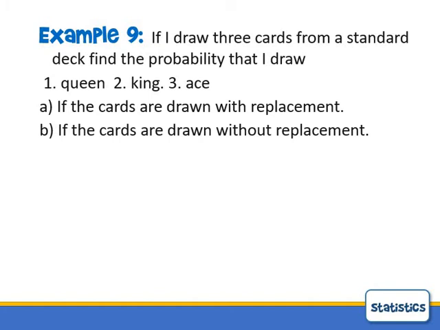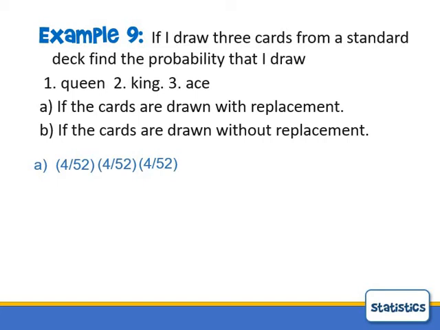If they're replaced, every time you draw, there's going to be 52 cards, but if you're not replacing them, the number of cards decreases each time. Okay? So part A, you would just multiply together the 3 numbers, and each one's going to be 4 out of 52. If I've got a deck of cards and I draw 1 card, the probability that it's a queen is 4 out of 52.